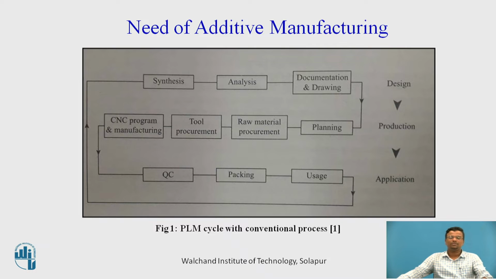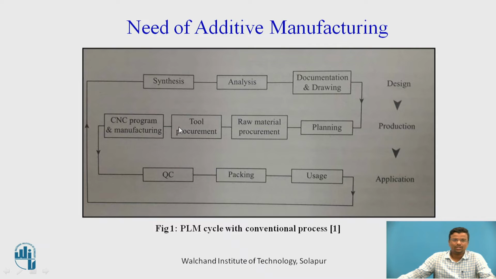We discussed in the last session the need of additive manufacturing, which consists of different components. Mainly, we discussed the need with respect to product life cycle management. It consists of the design, after that the production, and the application. Take any product life cycle management, it may be a conventional process or an additive manufacturing process. It definitely consists of the design, production and the application with respect to the customer.